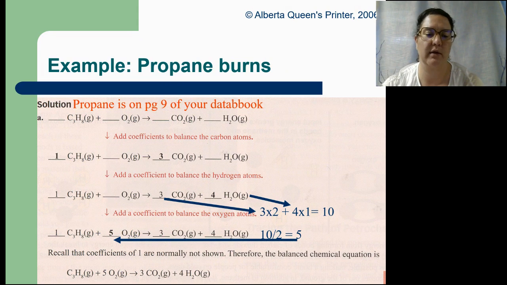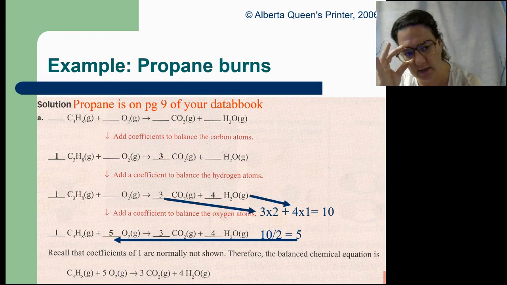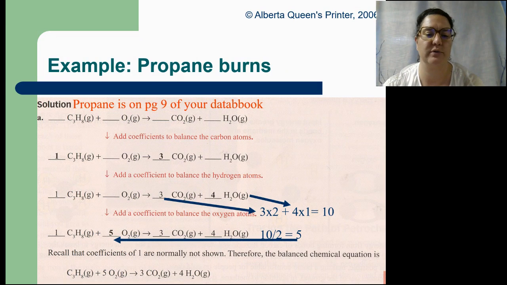So typically when we're writing our chemical equation, we don't write coefficients of 1, so therefore our balanced chemical equation is C3H8 plus 5 O2 gas produces 3 CO2 gas and 4 H2O gas.